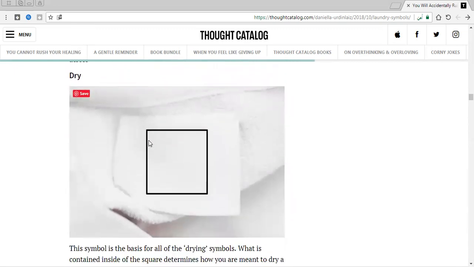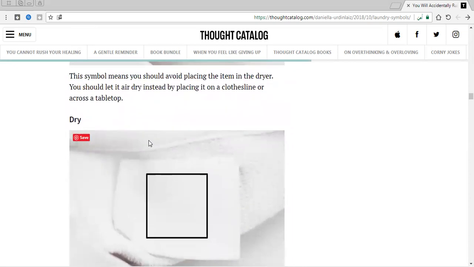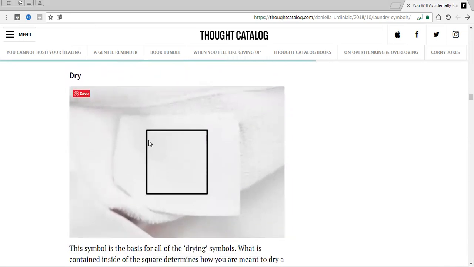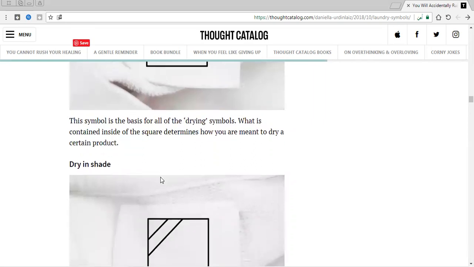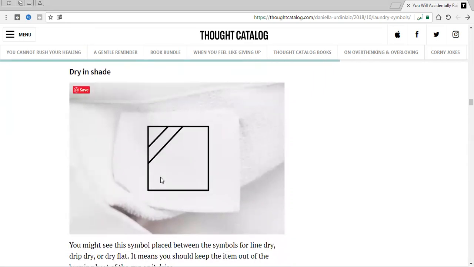Now we are going to move to the third type of symbols. It is a square. This square means dry only. Now, if you look at this symbol, a square with two lines inside the square, this means dry in shade.